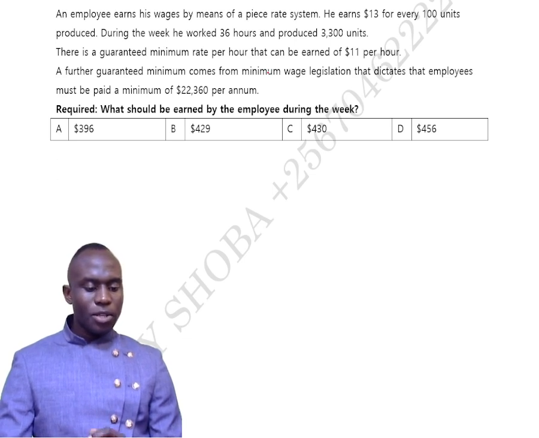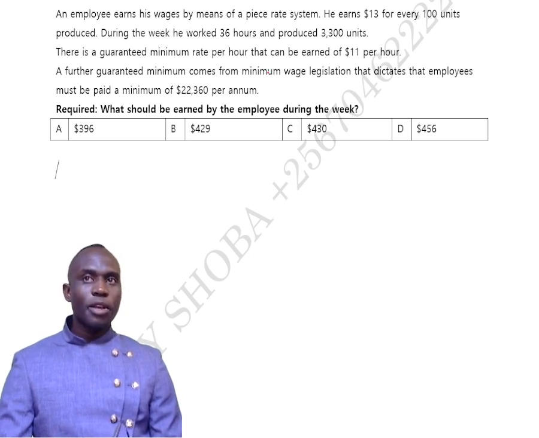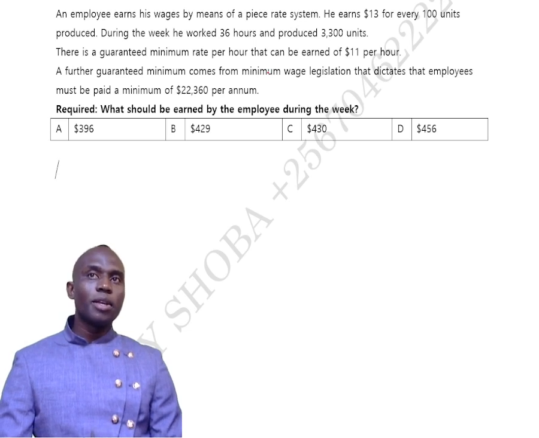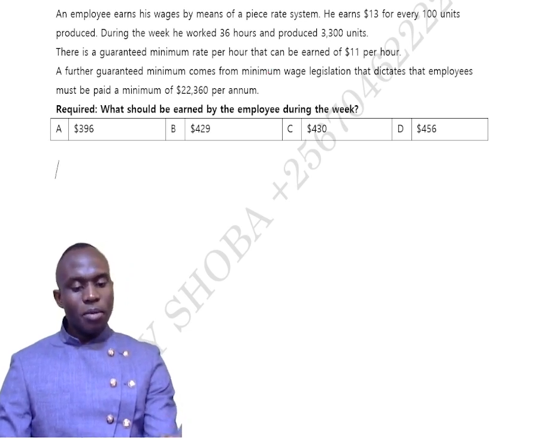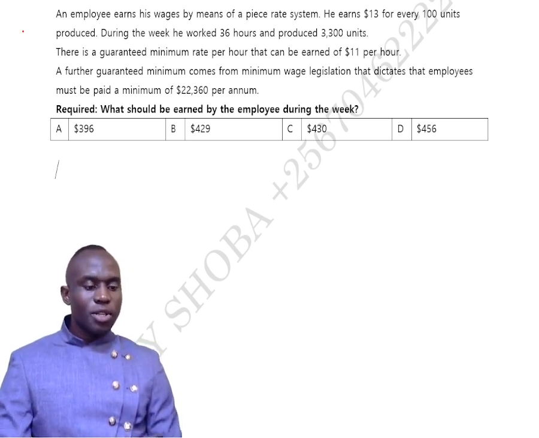That can be earned of $11. Then a further guaranteed minimum wage comes from the minimum wage legislation that dictates that the employees must be paid a minimum of $22,360 per annum. So how much is the employee paid? First one is payment based on the units. So how much is he paid based on the units?